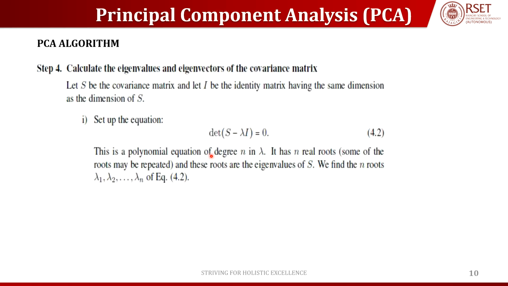And the next step is to calculate eigenvalues and eigenvectors. This is a key mathematical step. We have to calculate the eigenvalues and eigenvectors of the covariance matrix. The eigenvectors are the actual principal components, and the eigenvalues tell us how much variance each component captures. So we set up a polynomial equation using the covariance matrix S and the identity matrix I. The determinant of S minus lambda I is equal to 0, and the roots of this equation, that is lambda 1, lambda 2, etc., lambda n, are the eigenvalues.